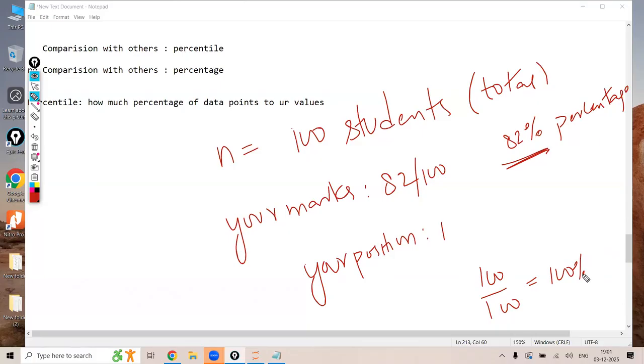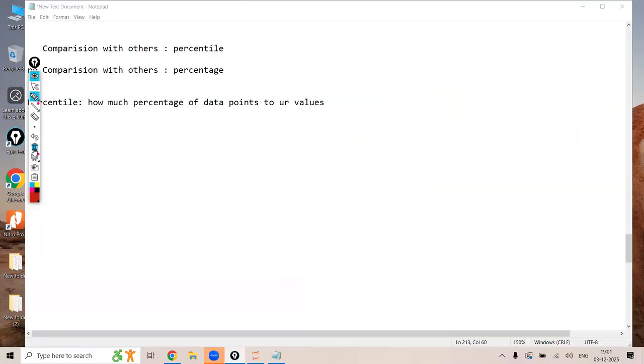So for your value, how many data points are below you, divided by the total number of data points, is called percentile. The number of data points below the value, divided by the total number of values, is called percentile. So in the resume, please don't mention the rank.